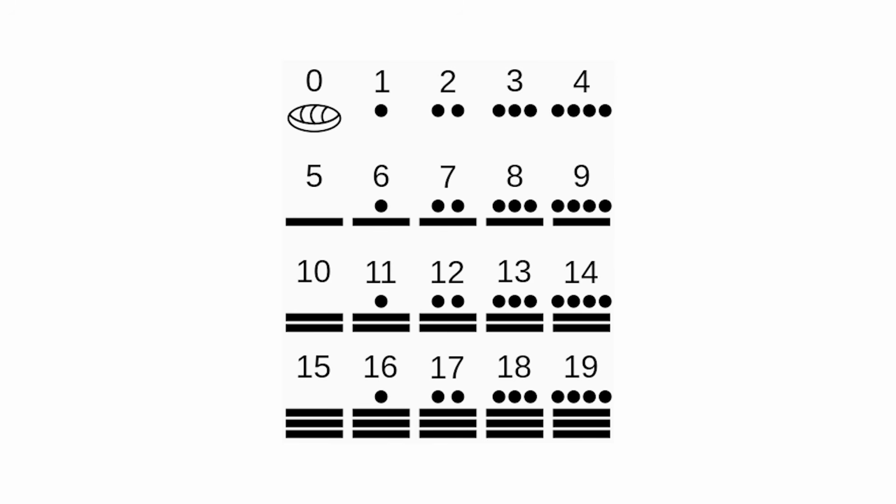So here we see the first 19 numbers: the shell for 0, 1 dot for 1, 2 dots for 2, etc. And then we come to a bar for 5, a bar and a dot for 6, etc., all the way up to 19, which is 3 bars and 4 dots.